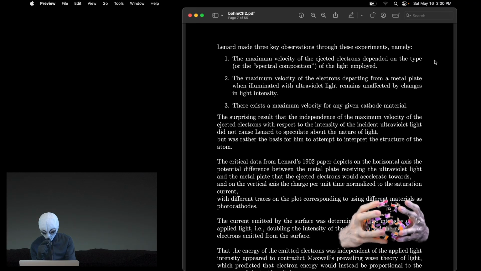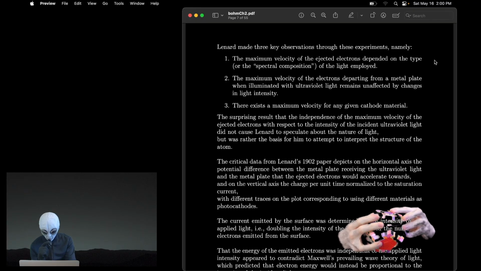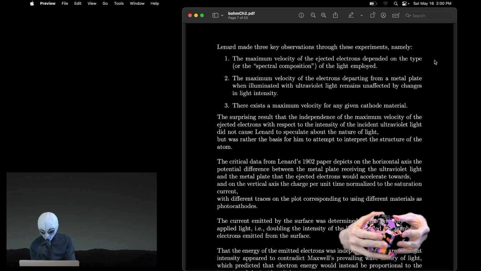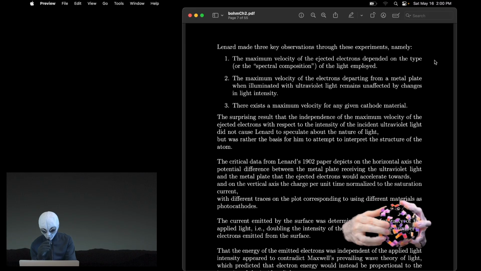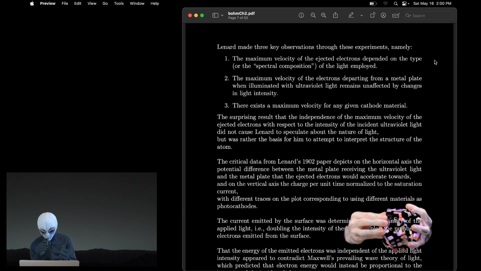The surprising result that the maximum velocity of the ejected electrons was independent of the intensity of the incident ultraviolet light did not cause Lenard to speculate about the nature of light, but was rather the basis for him to attempt to interpret the structure of the atom.